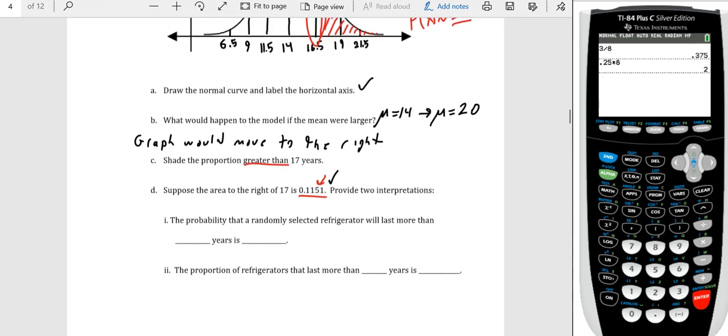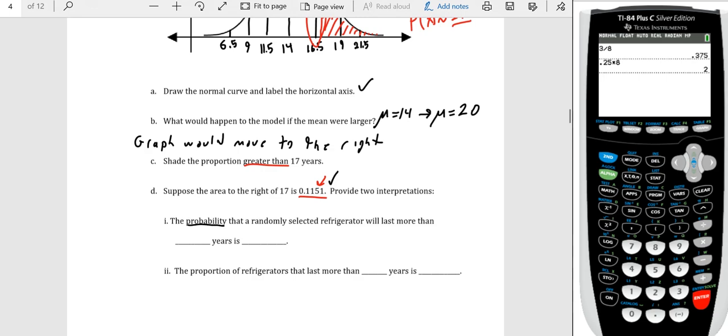So, we set up the problem, we drew the curve, shaded it, we got the probability here, now we're going to interpret that. First, we can interpret it either as a probability or as a proportion. When we interpret it as a probability, we'd say that the randomly selected refrigerator will last more than 17 years is 11.51%.